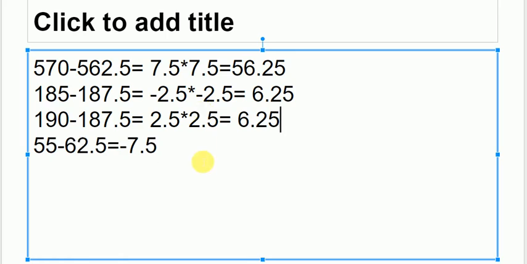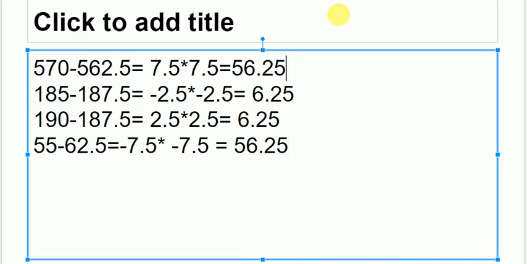Let's go ahead and click here. Negative 7.5 is going to be 56.25. So our numbers kind of repeat here, which is kind of cool. Makes it a little bit easier.